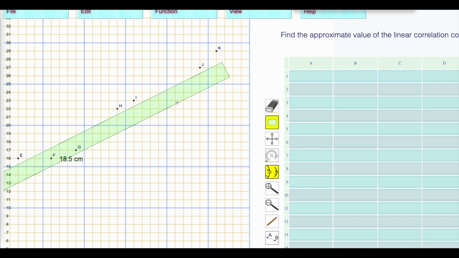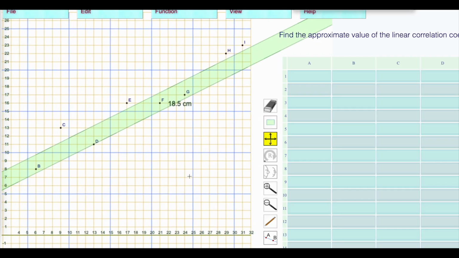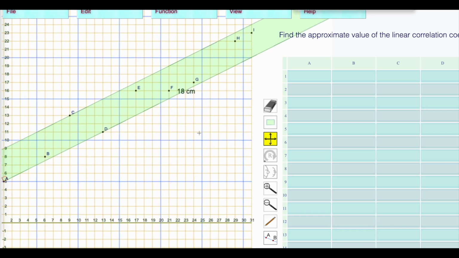It doesn't quite go through the K. Let's go back and see what else it doesn't quite go through. It's going through all these points down here, so I'm going to stretch it up to see if it can go through the C. And then we're going to look up at the K and see what happens. It's going through the K. It's going through all of my points.